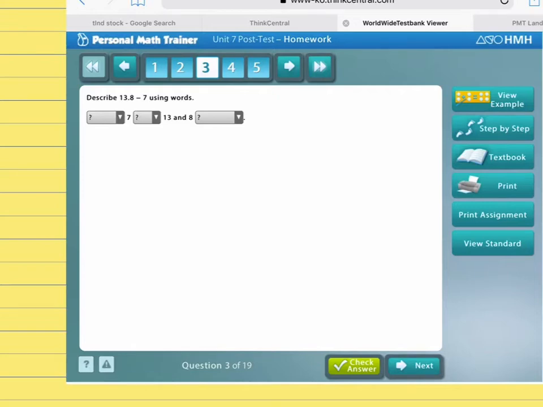Describe 13 and 8/10 minus 7 using words. Well, I would say the difference between 13 and 8/10 and 7, but Think Central is saying subtract. I think this is going to be subtract 7 from. For some reason, they always do that. 7 from 13 and 8/10.